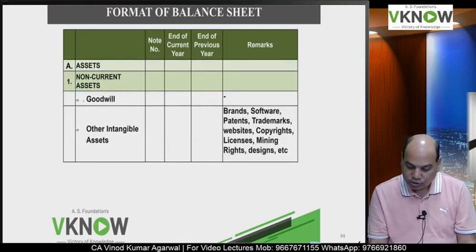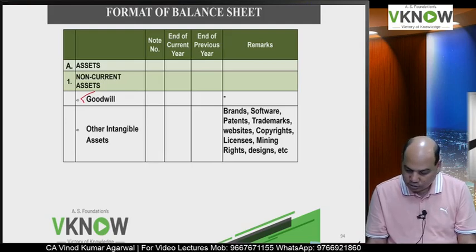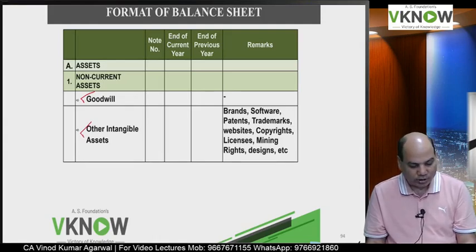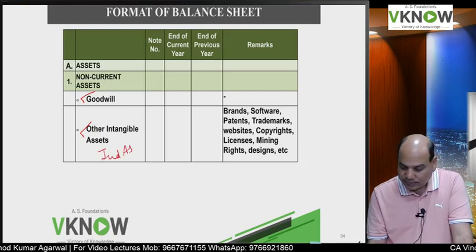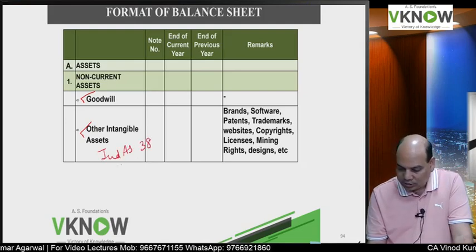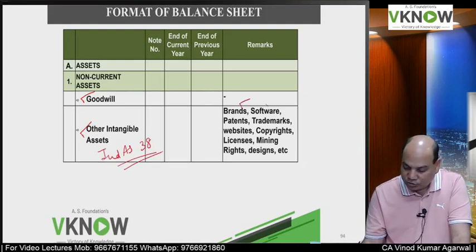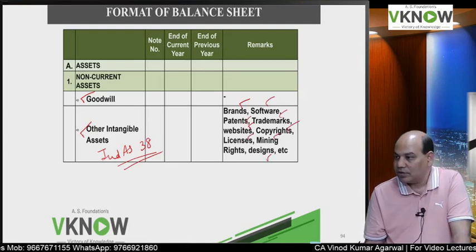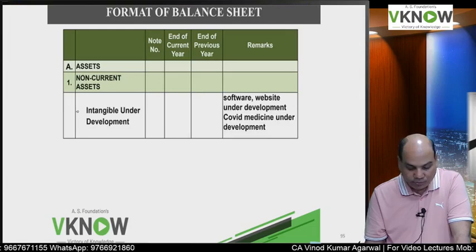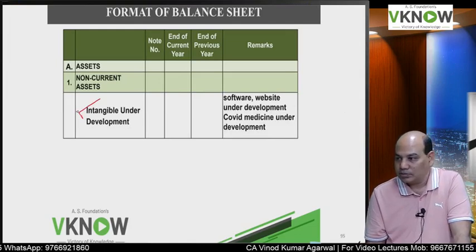Then the next item you will disclose separately is goodwill. Then you have to disclose other intangible assets. Which standard deals with intangible asset? Ind AS 38. And what are the examples of intangible asset? Brands, software, patents, trademark, website, copyright, license, mining rights, designs. These are intangible assets.